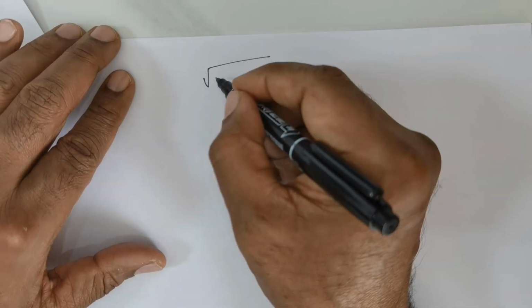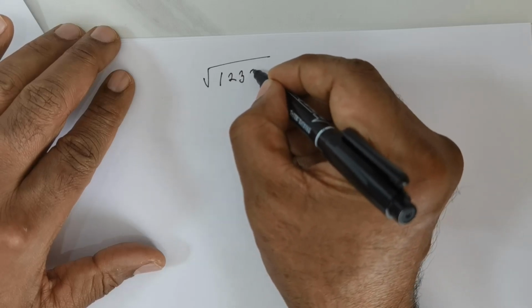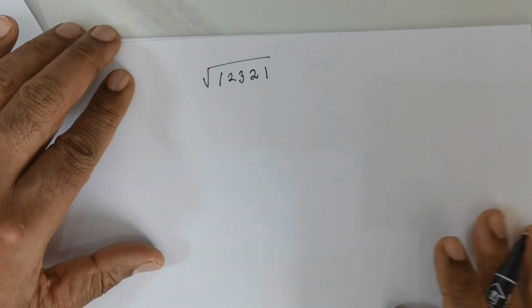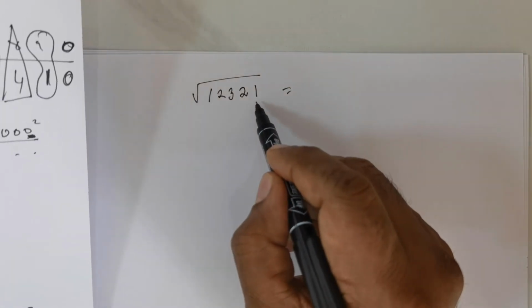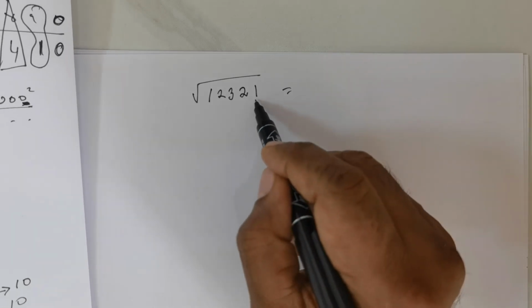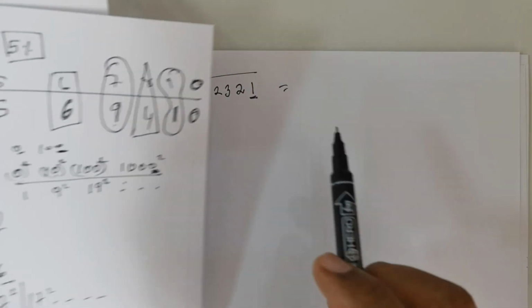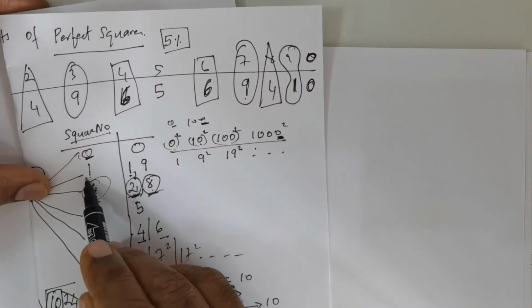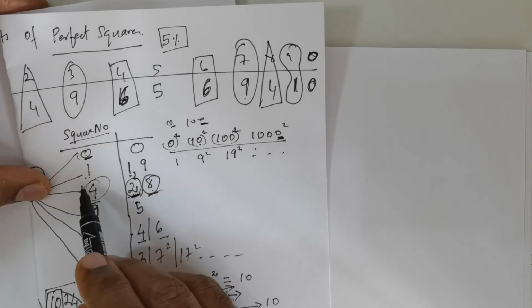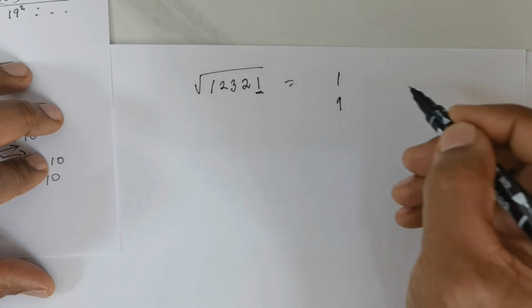Say for example, you have been asked to find the square root of 12321. Okay, first step. Go back to the table. The square of what number will produce this 1? So the question is, the square of what number? We go up over here. 1 squared will produce me 1. 9 squared will also produce me a 1. So the number can either be a 1 or a 9.